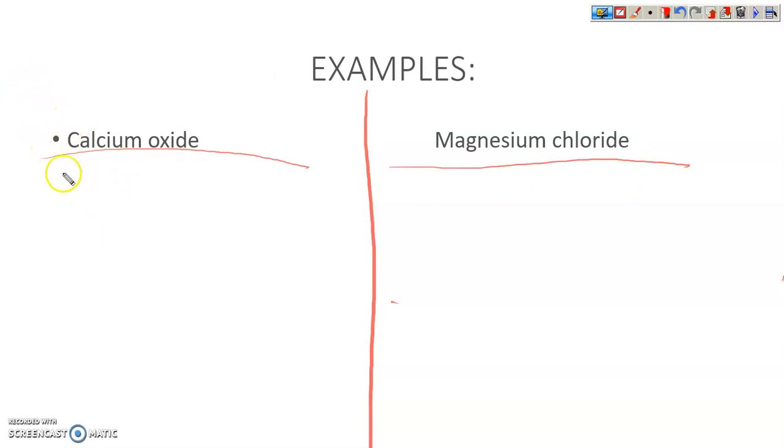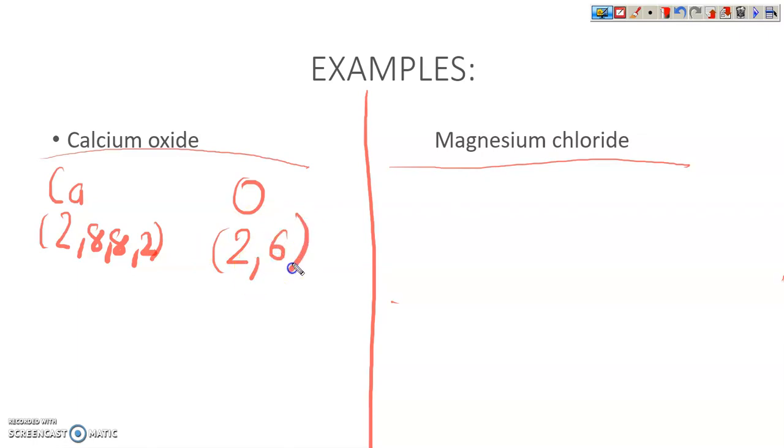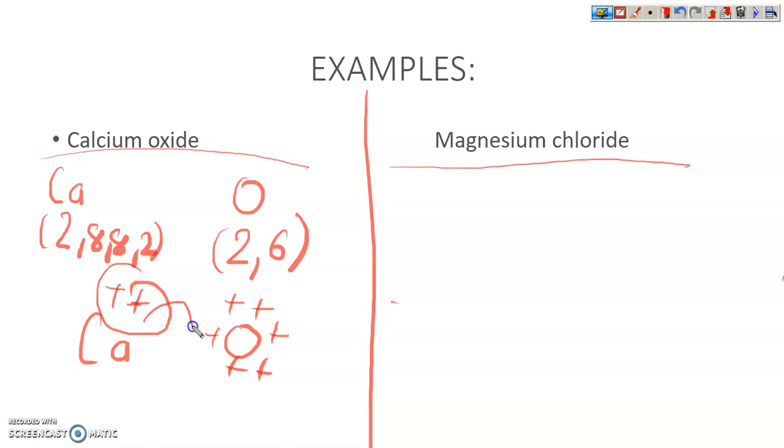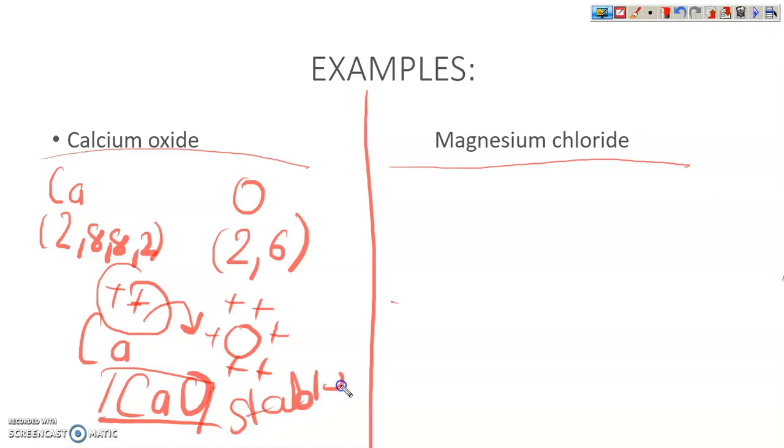Calcium, you all know, is atomic number 20. That means 2, 8, 8, 2. And oxygen is 8, that means 2 and 6. So now calcium has two electrons in its outermost shell, and oxygen has 1, 2, 3, 4, 5, and 6. So if calcium gives these two, they will form CaO, calcium oxide, and they will become stable. So that's all you should do.